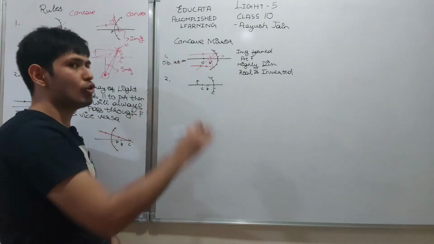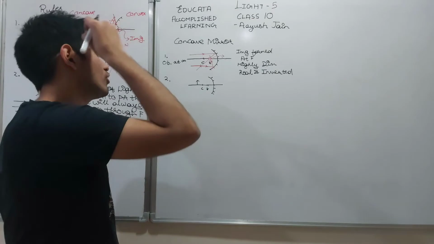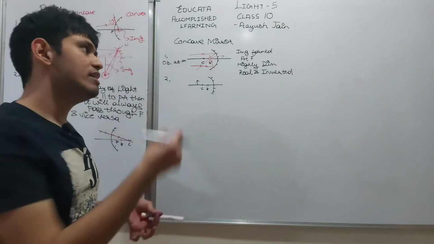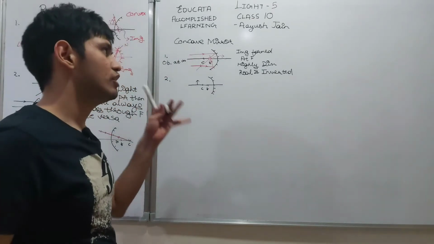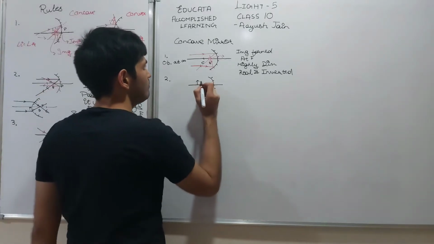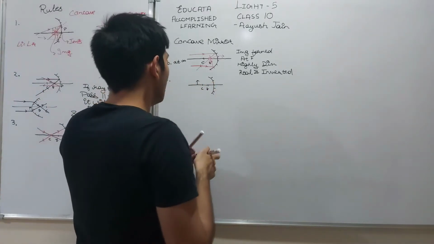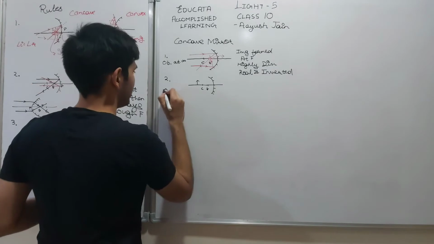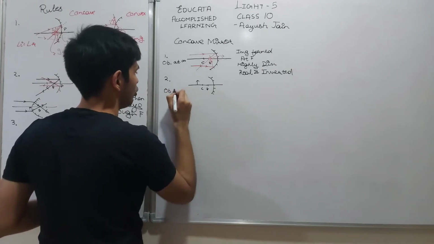In this case, we were not knowing the position of the object present, neither we were knowing about the size of the object. The size of the object that was present. Okay, so what will happen in the first case? What we are going to do? First, let me write over here object beyond C.